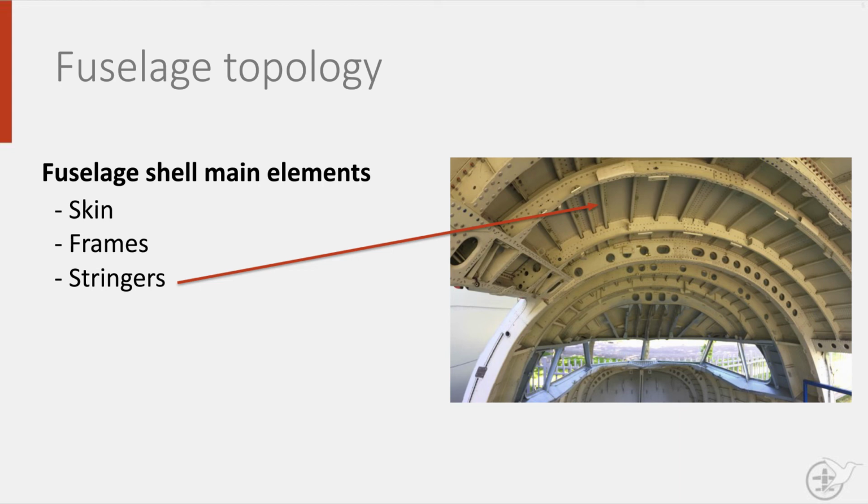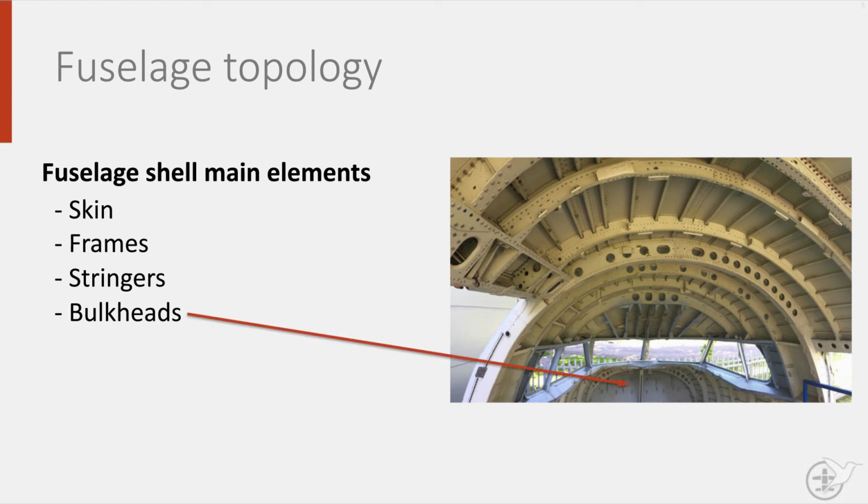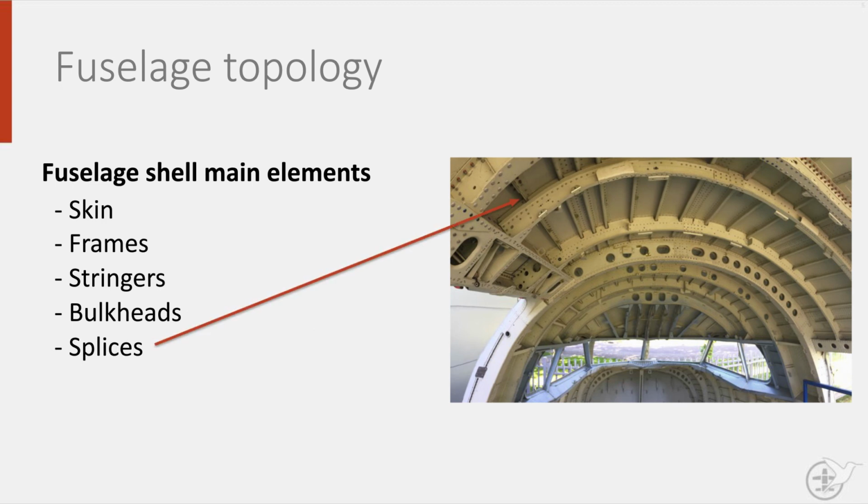To ensure the aircraft can be pressurized, the fuselage also has a bulkhead, which is a solid frame just below the cockpit windows. Finally, there are the splices, which are the connections that perform the total load transfer between two structural elements.